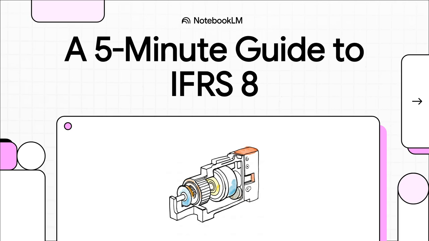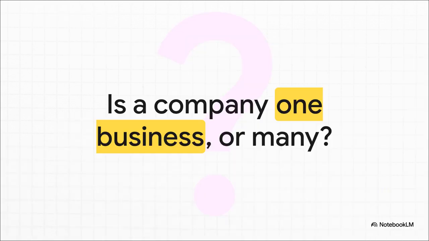All right, today we're going to peek inside the machine of corporate accounting. We're talking about one of the most powerful tools out there for investors and analysts, IFRS 8. That's the standard for operating segments. Let's jump right in. So think about a giant company like Disney.